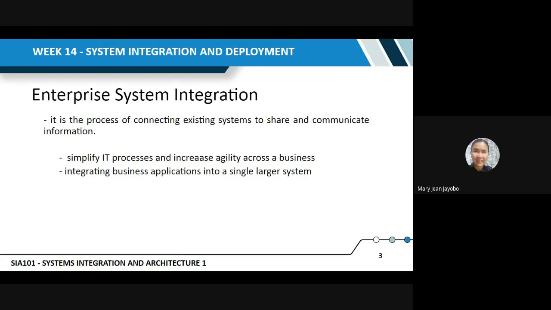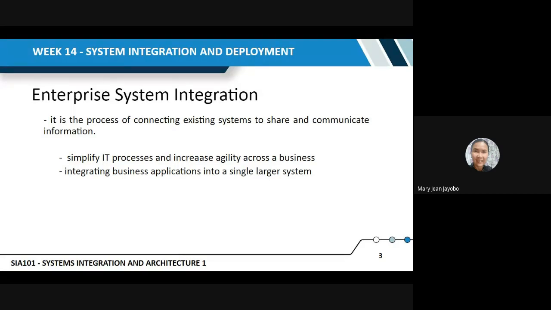Now, the main purpose of enterprise system integration is what? To simplify IT processes and increase agility across the business. What we mean by that is, when we say simplifying and agility, transactions become smoother, faster and easier, right? If we make the system simple, it will be easier for the user to use.